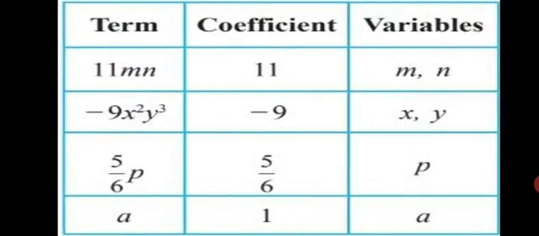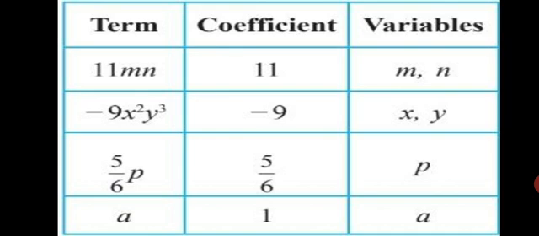So now that you know what is a term, let's have a look at some examples. 11mn. Here the coefficient is 11 and variables are m and n. Next, minus 9x square y cube. Coefficient is minus 9 and variables are x, y. Term 5 upon 6 p. 5 upon 6 is the coefficient and p is the variable.